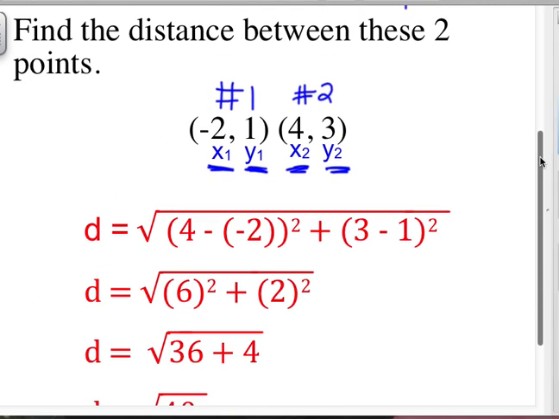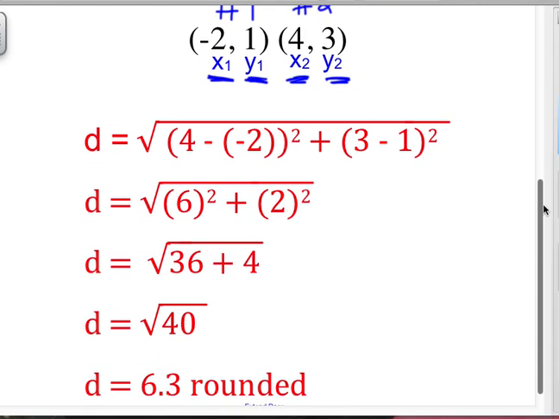So I'm going to scroll down now, and you're going to get to see the work that we did. Just as I did above, I put the 4 right here for the x2 minus the x1, which was -2. And then over here, my y2 was 3 minus my y1, which was 1. And now I just have to do order of operations. You always do what's in parentheses first. 4 minus -2 actually becomes a +6, right? Did you remember that when you subtract a negative, they actually turn into positives? Subtracting a negative is the same as adding a positive. And 3 minus 1 gives me that 2.